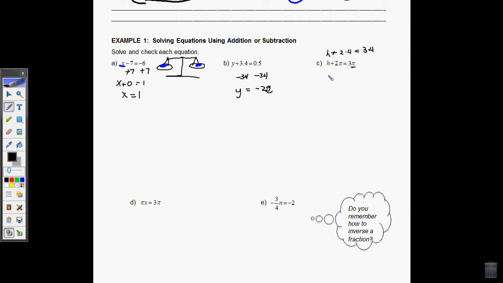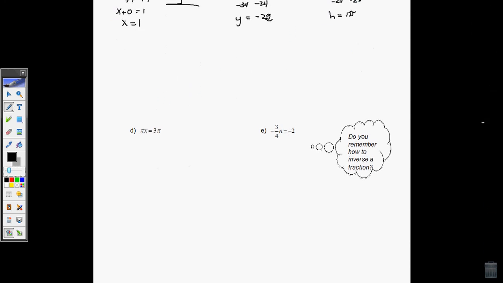Continuing. So we're going to do the same operations that we would do with some of this other stuff. I have addition of 2 pi, so I'm going to subtract 2 pi. Got to keep my equation balanced, so I'm going to subtract 2 pi from this side as well. And what that leaves me with is that h equals 3 minus 2, which is 1 pi. So that equation was actually quite simple as long as we can get over the initial fear of seeing pi in the equation.